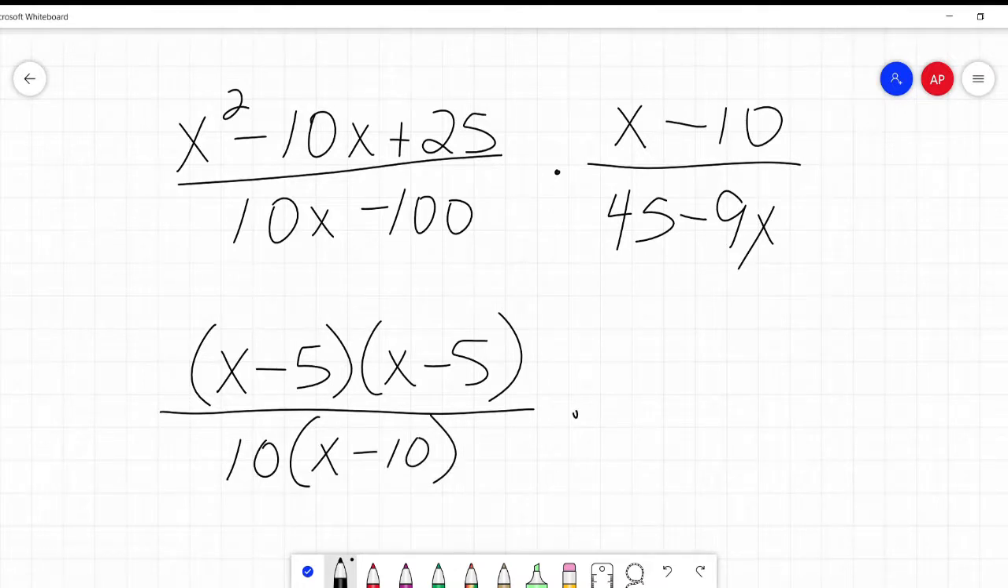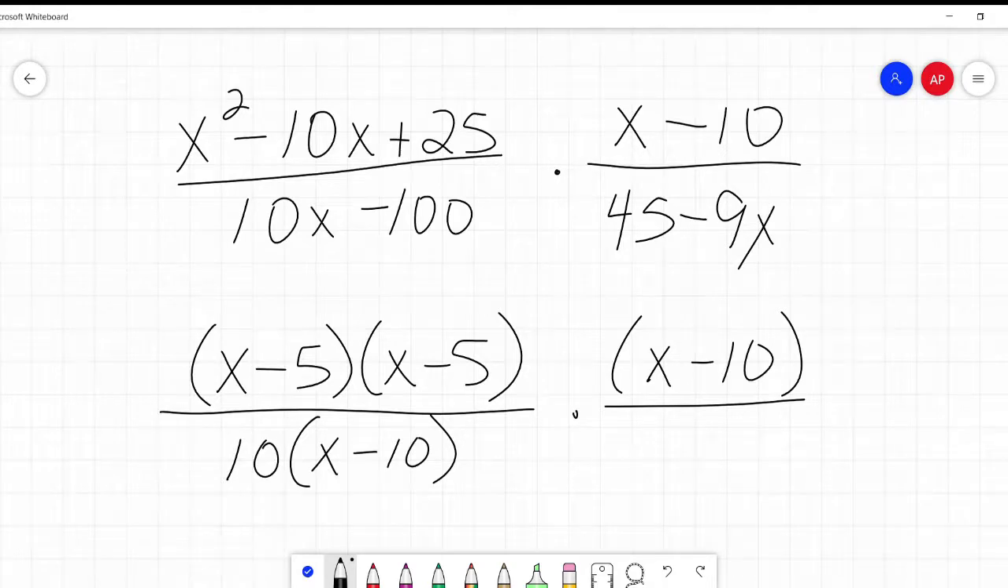On to the next one. Got an x minus 10 on top. That doesn't need to be factored. You know, it's already as simple as it can get.